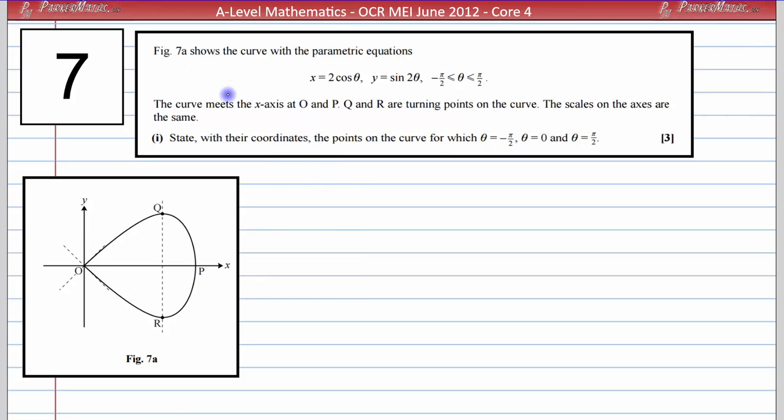Question 7. Figure 7a shows the curve with parametric equations x equals 2 cos theta and y equals sine 2 theta for theta between minus pi over 2 and pi over 2. The curve meets the x-axis at O and P, and Q and R are turning points on the curve. The scales on the axes are the same. In part 1, it says state with their coordinates the points on the curve for which theta equals negative pi over 2, theta equals 0, and theta equals pi over 2.